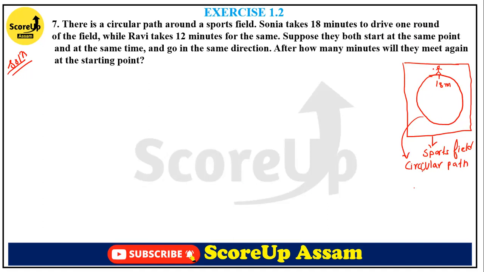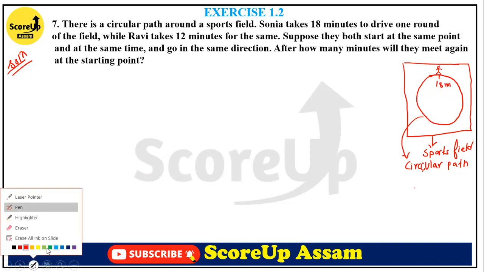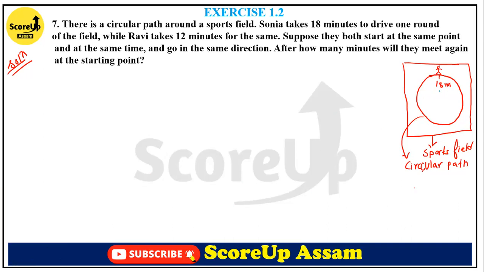And Ravi, from the same position, suppose, takes 12 minutes to complete one round. So Sonia takes 18 minutes to go from here through this path back to here, and Robbie takes 12 minutes for the same.